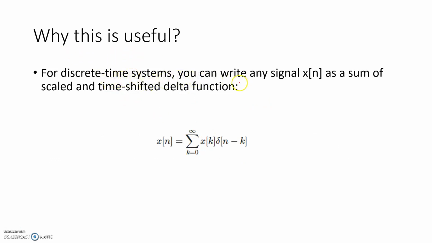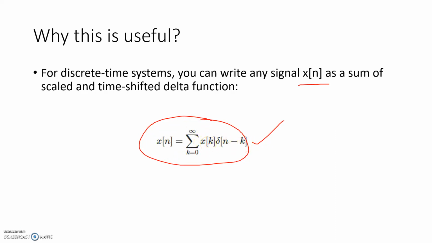For a discrete time system, you can write any signal x of n as a sum of scaled and time shifted delta functions. Forget about the words, you already know this expression, right? In basic DSP or signals and systems you have already studied it. x of n is equal to summation over k equal to 0 to infinity x of k delta of n minus k, right?